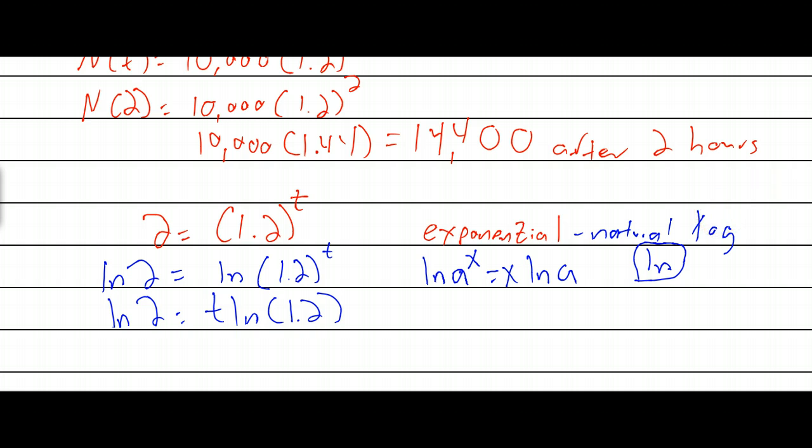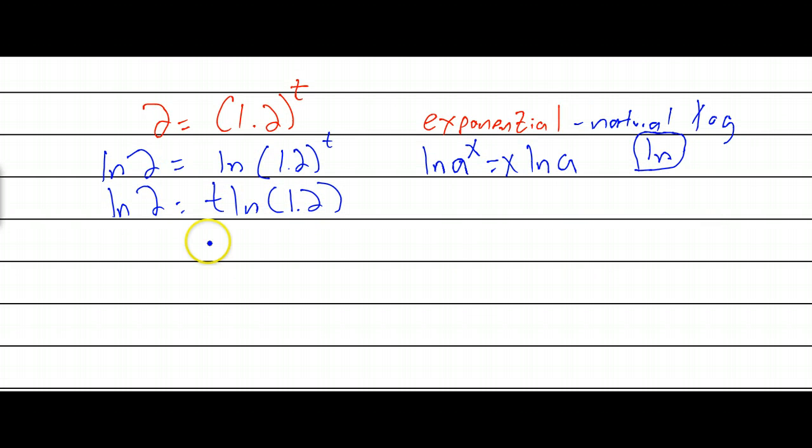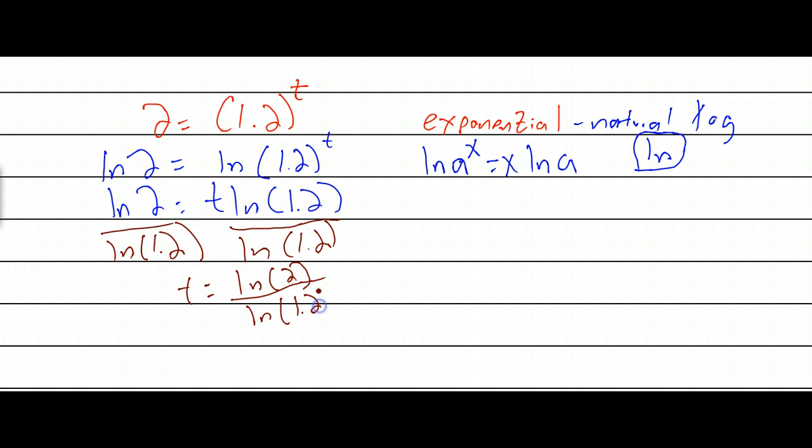Alright, so now you just got to divide. We've got to get t by itself. The best way to do that is to divide by the natural log of 1.2. So you have t is equal to the natural log of 2 divided by the natural log of 1.2. And I don't know what that is, so hopefully you have your calculator, and you just plug it in. All right, cool. Now let's move on to the next one.